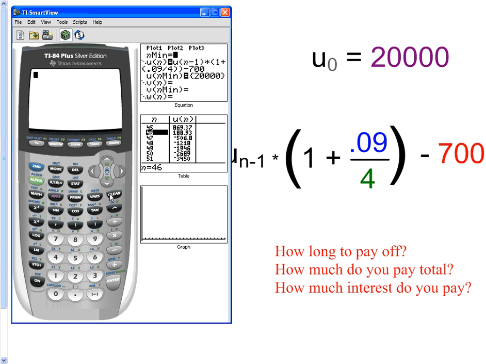Clear this off. 46 full payments times 700. Plus, there's still 188 left. I'm rounding off the pennies. Enter. 32,388. So if they ask you today, how much did you really pay for that loan? You borrowed 20,000, but you paid back 32,388. You get that? So you paid them a lot more than you thought.